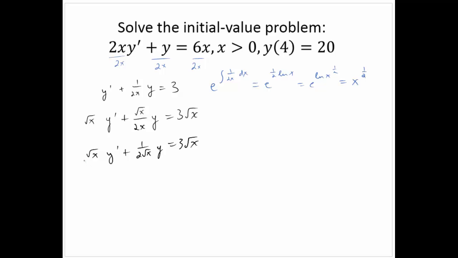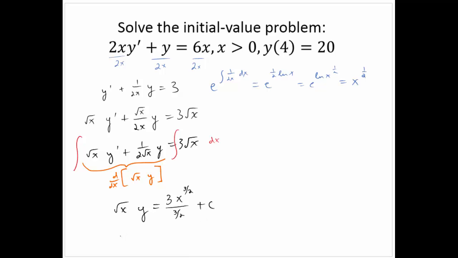Now again, the left-hand side fits that pattern. This is d by dx of root x times y. So we will integrate both sides. Yielding root x times y, and integrating 3 times the square root of x, that would be 3x to the 3/2 over 3/2, plus a constant. So root x times y is equal to 3 divided by 3/2, that's 2x to the 3/2, plus a constant.